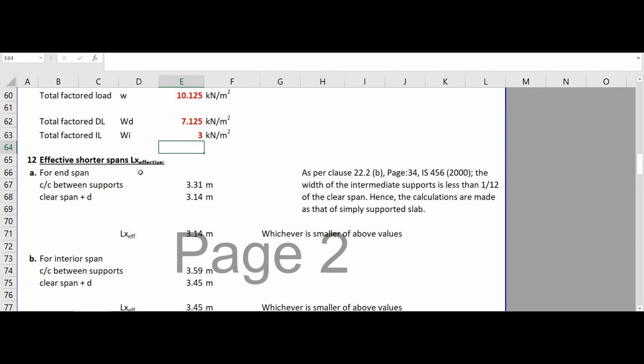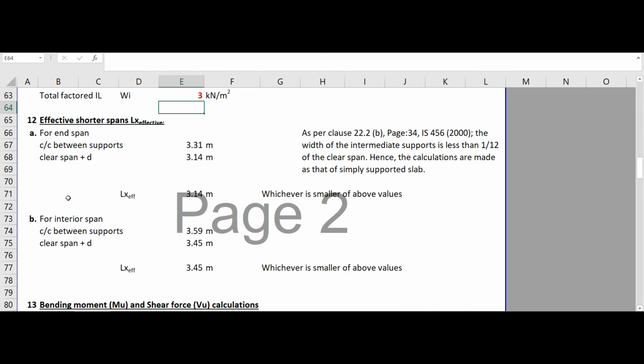The next step is to calculate the effective shorter spans. For the end spans and the interior spans, the effective shorter span is given by the minimum of center to center distance between supports and clear span plus d. So we get the effective length for end spans and interior spans respectively.